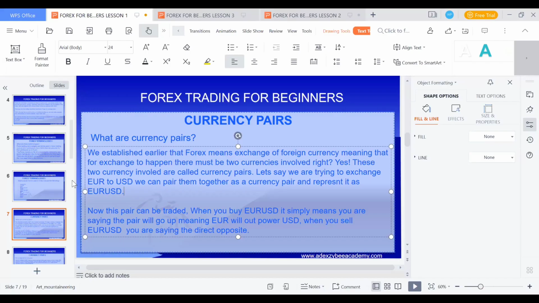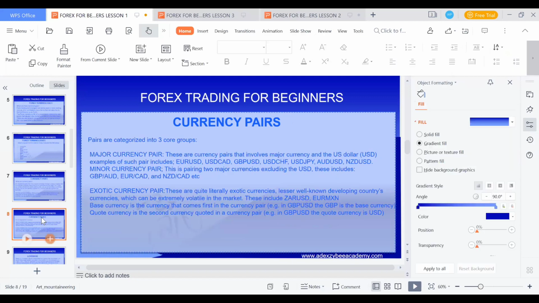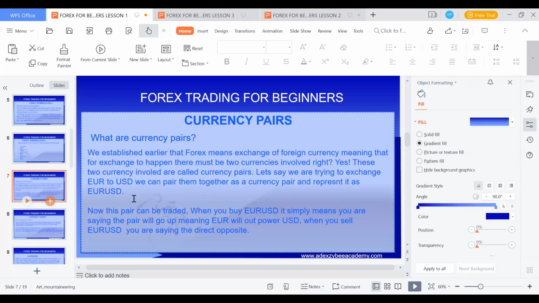Okay, so let's proceed. Now the next one. All right, we are still on currency pairs. Now this pair can be traded. It means when you buy a currency pair. Now, are these the currency pairs that you're actually trading?